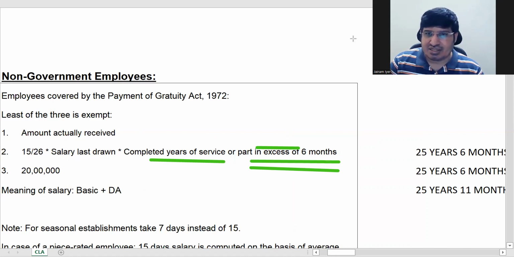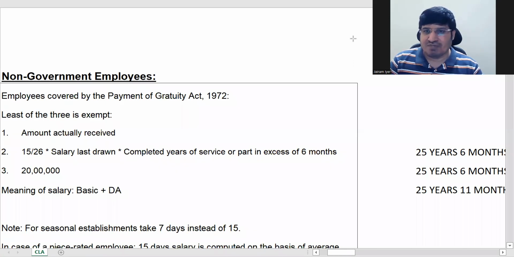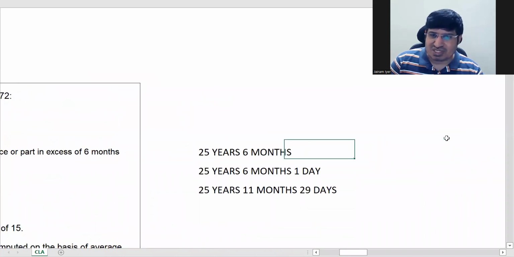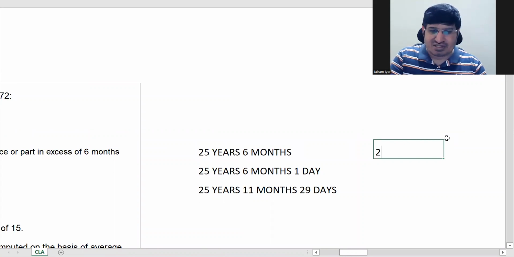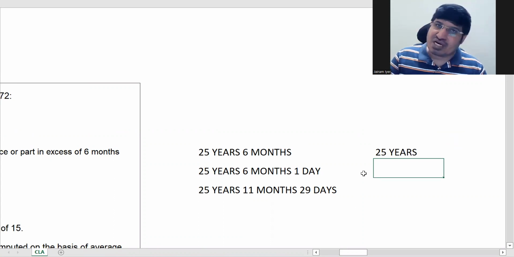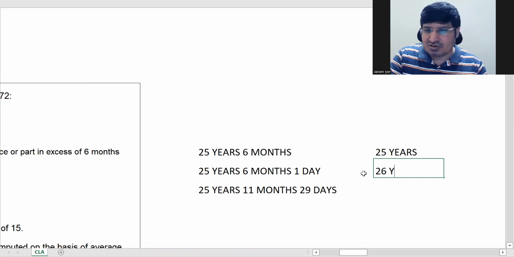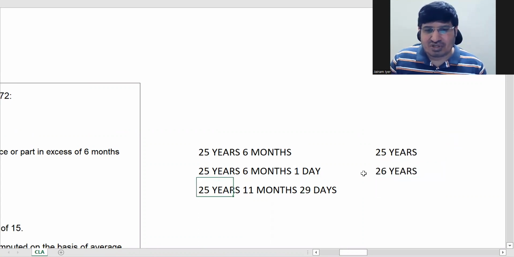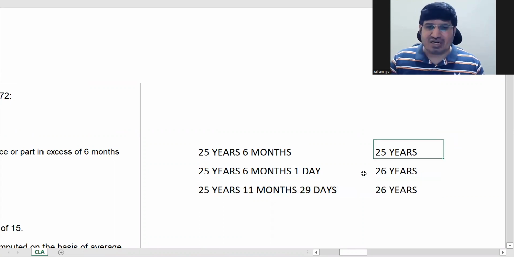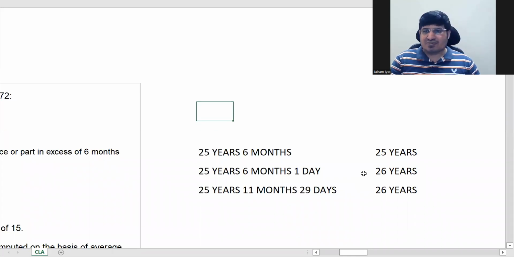Okay. So यहाँ पे जैसे क्या होगा, suppose in this case 25 years and 6 months, this will be treated as 25 years. Okay, but after 6 months, if 1 day is there, then this 6 months and 1 day, it will become 1 more year. So it will be 26 years. Understood? And same year also, it is 25 years, 11 months and 25 days. So still it will be 26 years. Understood here? This one, this part. How to compute completed years of service?